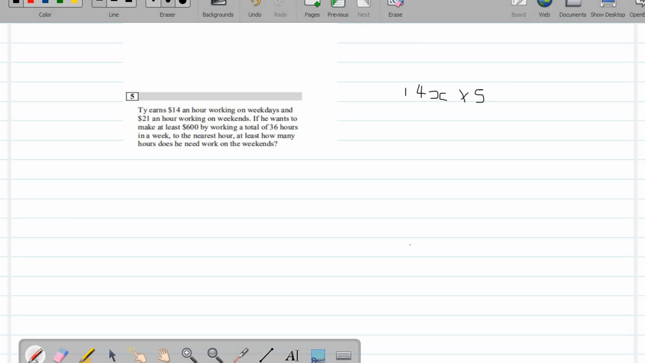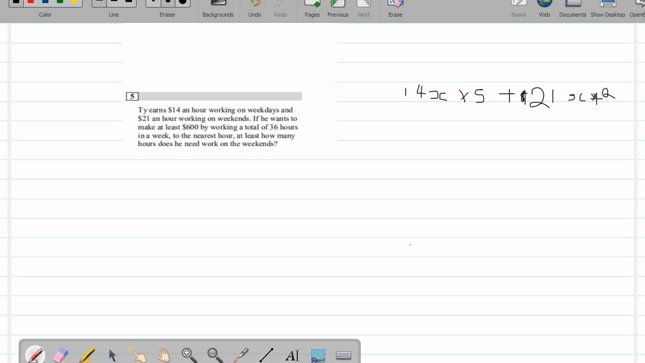Plus $21 an hour on weekends. Remember, consider that it's 2 days for weekends, so $21 times y, the number of hours he wants to work, times 2 days. It says if he wants to make at least $600 by working a total of 36 hours in a week, to the nearest hour, at least how many hours does he need to work on the weekends?